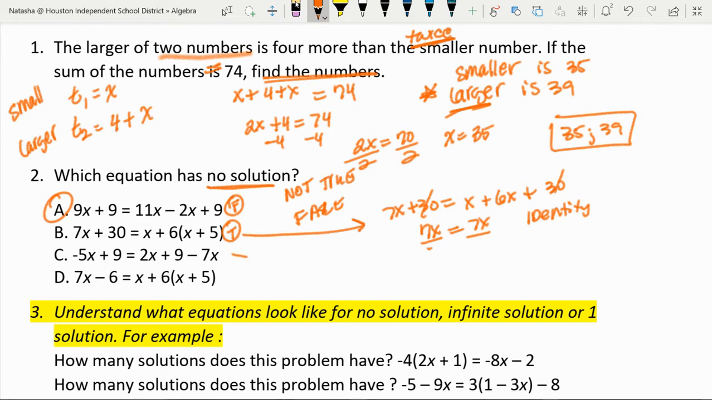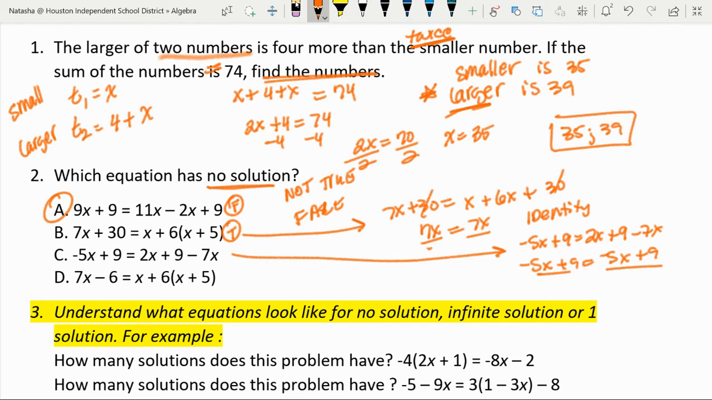Next one, C. Let's look at this one. We've got negative 5x plus 9 is equal to 2x plus 9 minus 7x. This simplifies to negative 5x plus 9, because 2 minus 7 gives me negative 5, so that's equal to negative 5x plus 9. If you notice, that's the same equation, so that is also an identity. And let's check the last one.